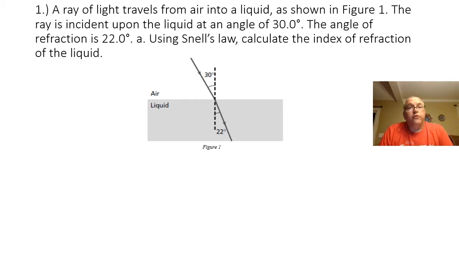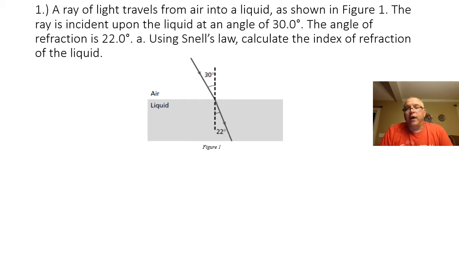A ray of light travels from air into a liquid as shown in the figure. The ray is incident upon the liquid at an angle of 30 degrees and the angle of refraction is 22.0 degrees. A, using Snell's law, calculate the index of refraction of the liquid.